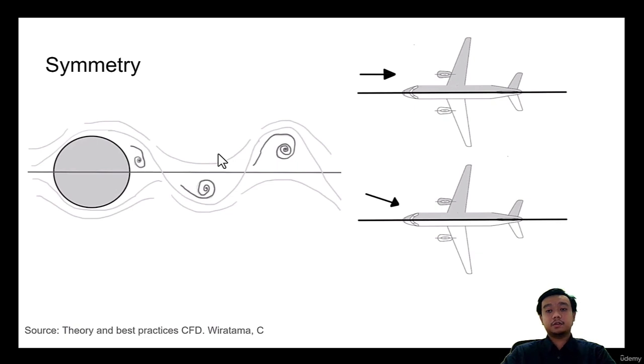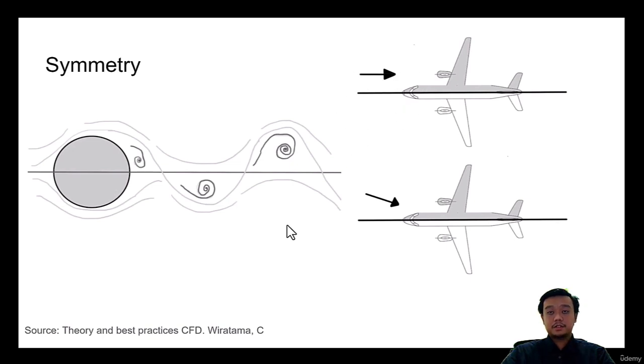Let's say if we want to simulate a whole aircraft, you can actually use the whole aircraft if you want, but if your aircraft is symmetric on the right and the left side, you can divide it by 2 as long as the flow is parallel to the aircraft axis. It will divide your total mesh into 2 regions, which will reduce your computational effort by half.